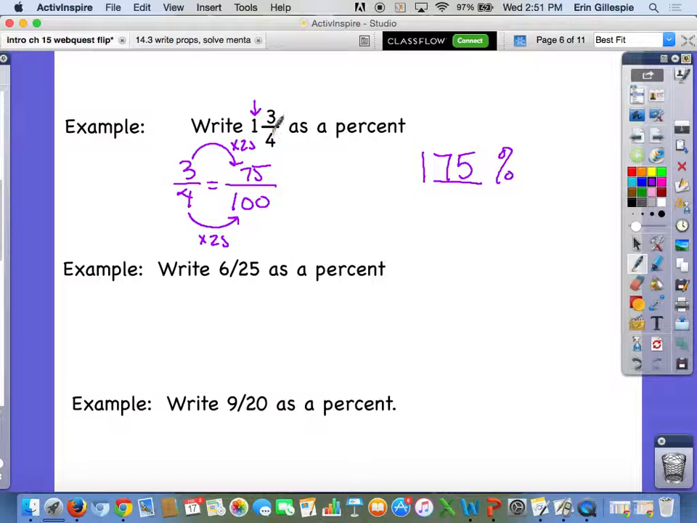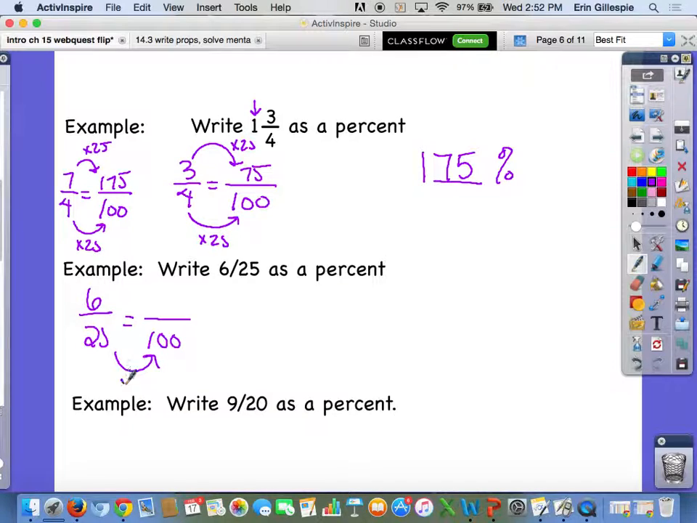So 1 times 4 is 4, plus 3 is 7. Still, to get to 100, you'd multiply by 25. But that would give you here 175. So then you'd get 175%, okay? 6/25. To go from 25 to 100, I multiply by 4. So multiply by 4 here gives me 24 over 100, so 24%.